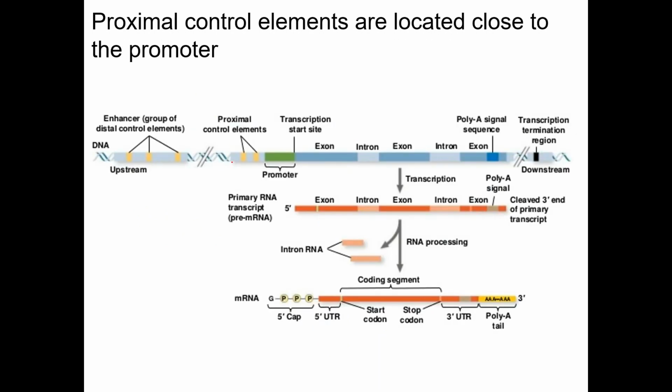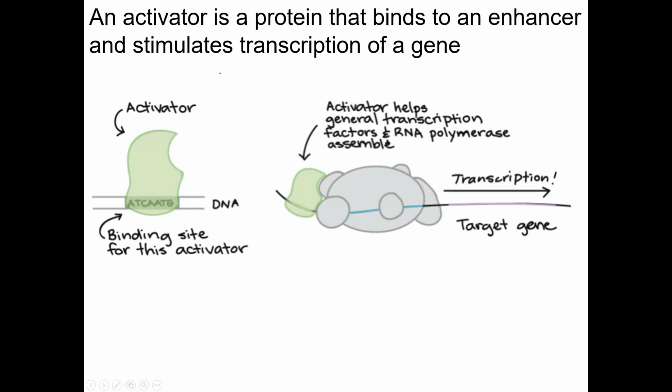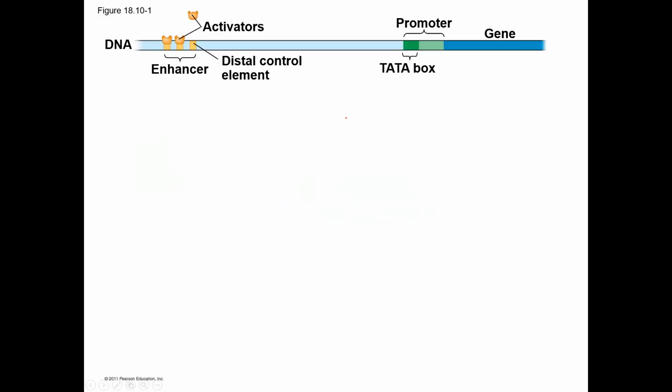Proximal control elements, again, are located close to the gene. And distal control elements, usually these are enhancers, can be farther away from the gene. So an activator is a protein that binds to an enhancer and stimulates transcription. So here's the activator, and it would be attached here to the enhancer. And in this case, it's pretty distant. In this case, it's actually a little bit closer, right next to the RNA polymerase. So sometimes the enhancers are not distal.